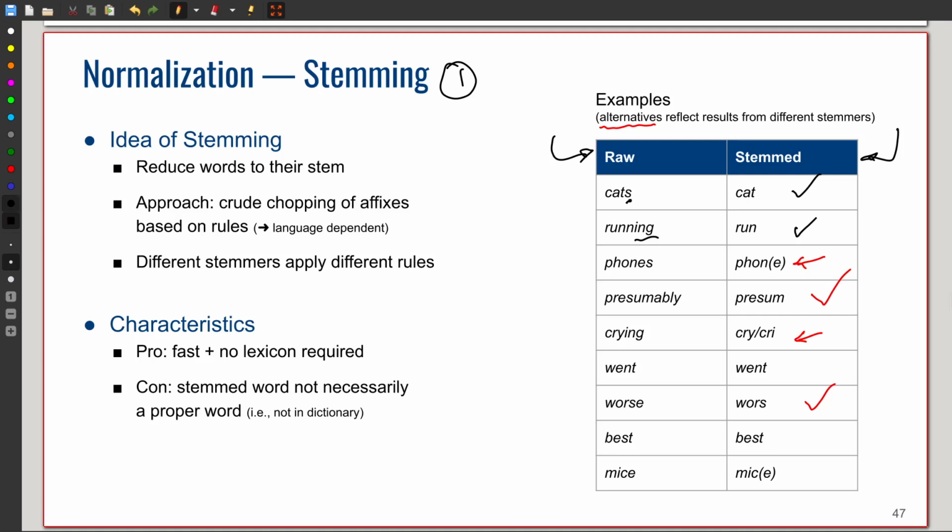Because stemming uses crude rules, it's really fast and compact. There's no need to reference a dictionary or lexicon. But, of course, as we've already seen, things like presumably and worse get stemmed to tokens that don't look like dictionary words, which could have some problems when doing representation.